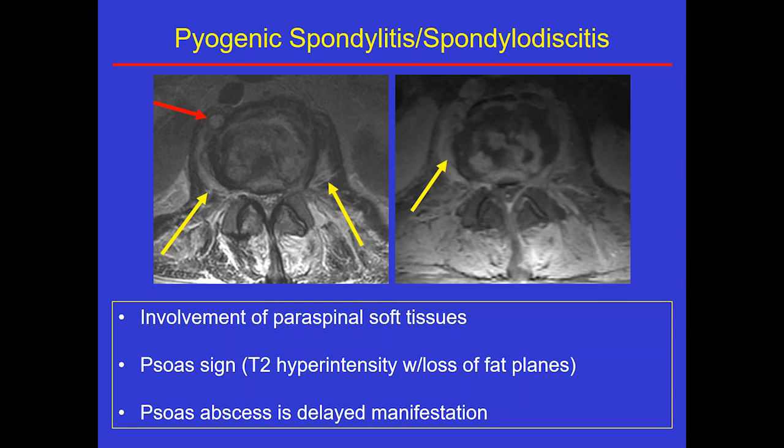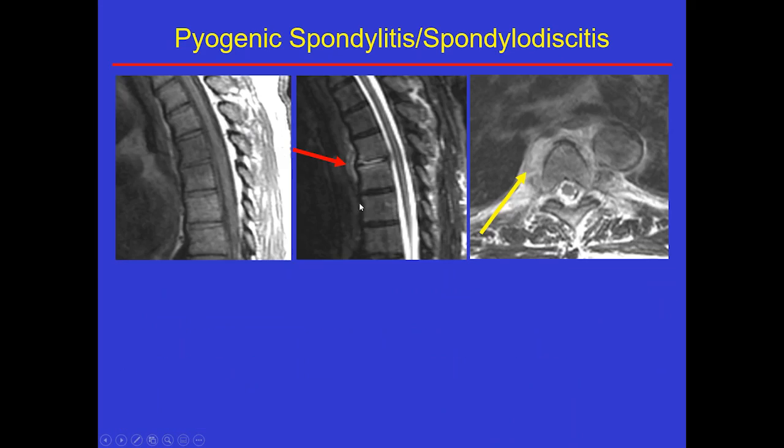There can be involvement of the paraspinal soft tissues, as I've indicated here with the yellow arrows, and this has been termed the psoas sign. So this is T2 hyperintensity with loss of the fat plane between the psoas muscle and the intervertebral disc space. Psoas abscesses can develop here in the red arrow, but is usually a delayed manifestation. We tend to see involvement of the psoas muscle earlier than the additional paraspinal soft tissue involvement.